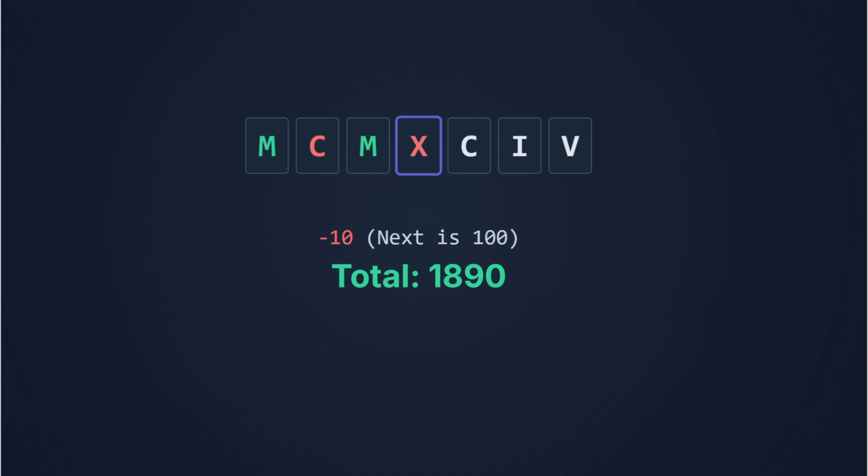MCMXCIV. Starting from the left, M is 1,000, and since it's bigger than the next character, we add it. Total, 1,000. Next is C, which is 100. But the next character is M, 1,000. Since 100 is smaller, we subtract it. Total, 900. M again, add 1,000. Total, 1,900. X is 10.